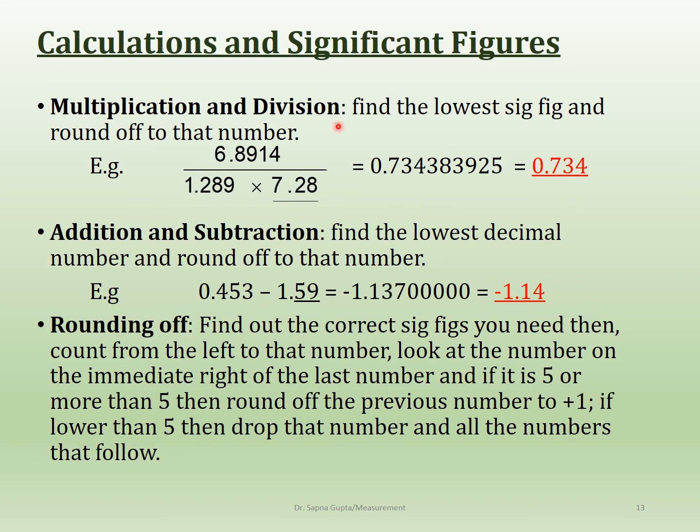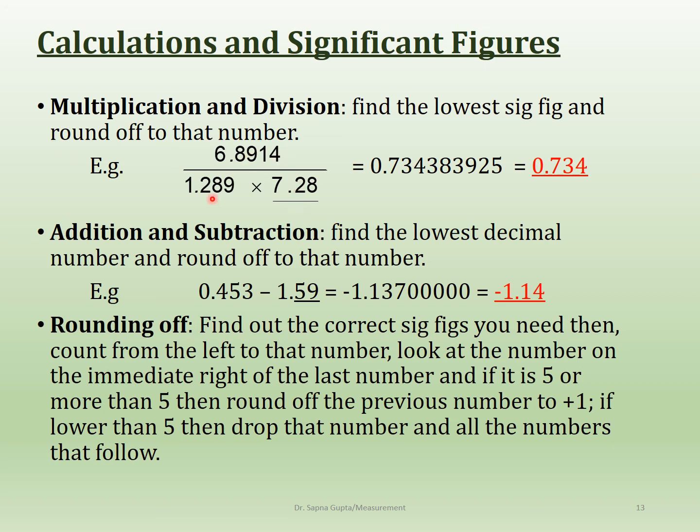Now, for calculations in significant figures, that's how we got started: if you have 2 different kinds of measurements, where you have 5 significant figures in one measurement and 3 in the other one, how do you actually do this kind of calculation, and how many significant figures do you end up with? In the case of multiplication and division, you find the lowest sig fig that you have and round off to that number. So for example, let's look at these numbers here. You're dividing 6.8914 by these 2 numbers over here. When you look at this calculation, first of all, it is all multiplication and division. There is no addition and subtraction, so all of it is one kind.